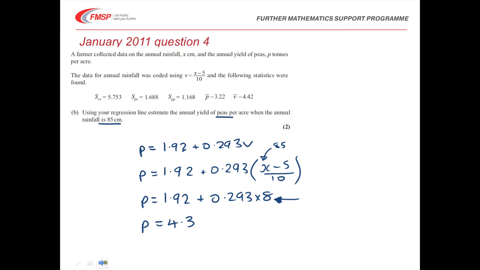So as I say, students lose marks here by not using the correct accuracy. That's the main principle with that.